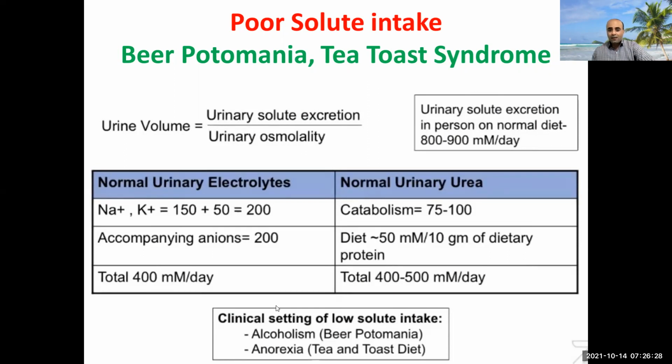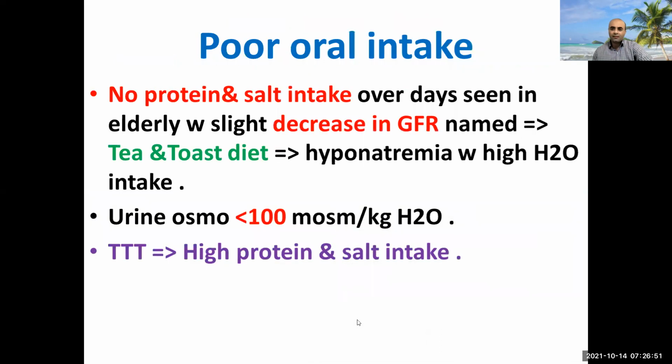Don't forget that. Clinical settings of low solute intake: alcoholism, beer potomania, anorexia, and tea and toast diet. This is low salt intake with this diet. From diet, the patient is not eating well, especially patients with alcoholism, beer potomania, anorexia, and tea and toast diet. Poor oral intake, no protein and salt intake over days.